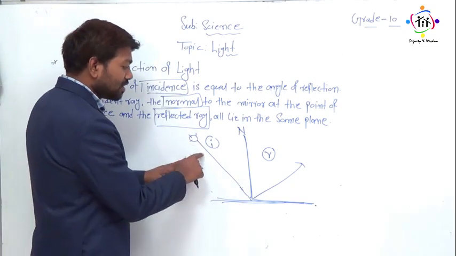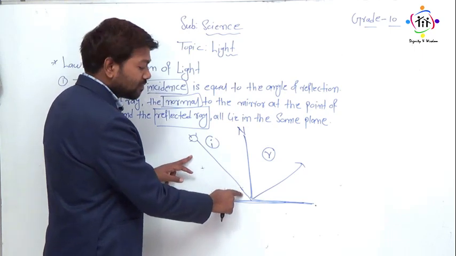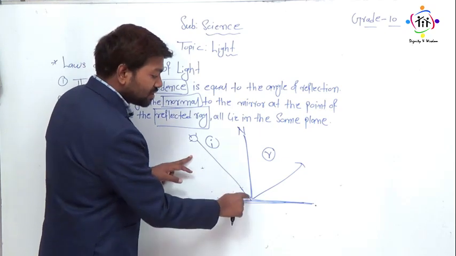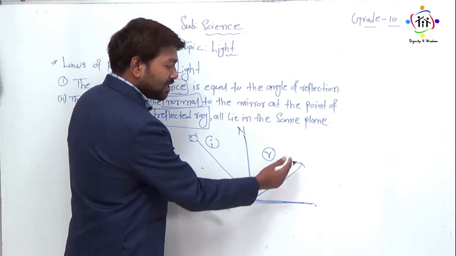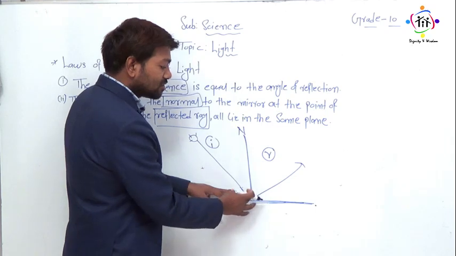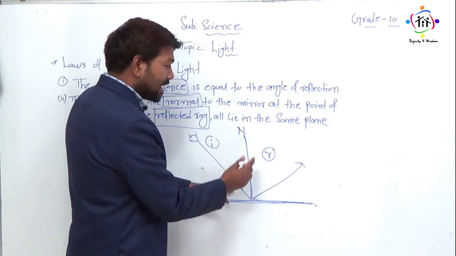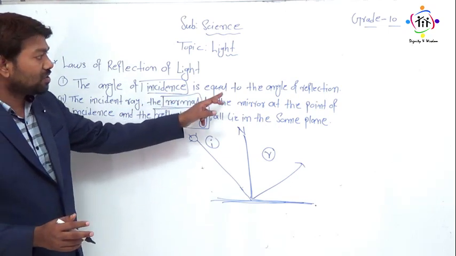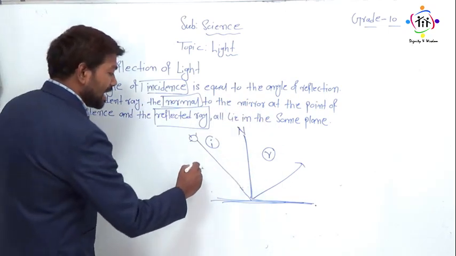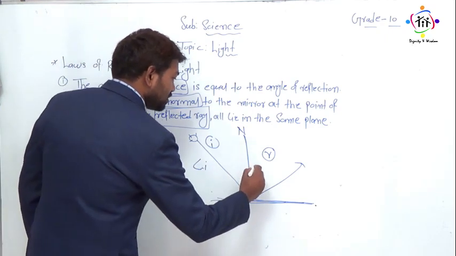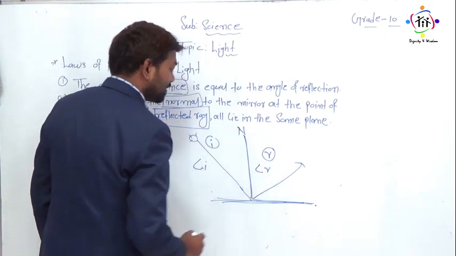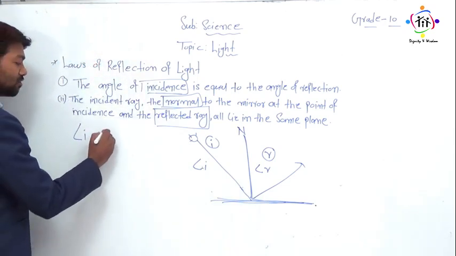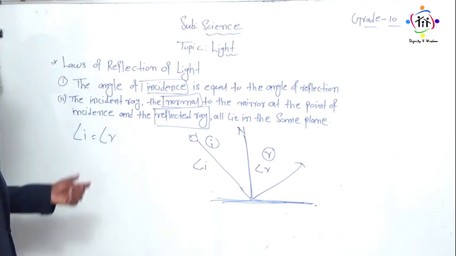From here, light is falling on the plane. So this is called the angle of incidence. After that, there will be the reflection. That is called the angle of reflection. So what it says is that the angle of incidence is equal to the angle of reflection. We can say the angle of incidence is equal to the angle of reflection. That is the first law.